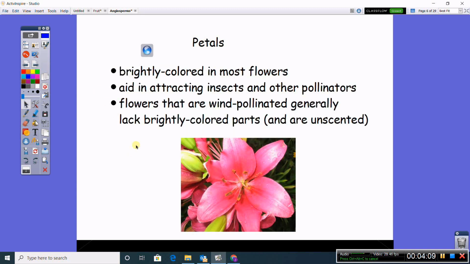Okay, then petals. This was the video clip that I can't show you or else YouTube will block it again. But petals are brightly colored in most flowers. You'll have an article to do either tomorrow or the next day with pollinators and their flowers. That kind of talks about how flowers and their pollinators sort of co-evolve together. Most flowers have brightly colored petals, and of course that's to attract insects and other pollinators. Flowers that rely on wind for pollination generally lack those bright colors, as do those that are pollinated at night.